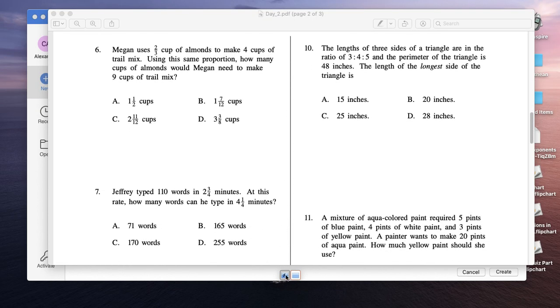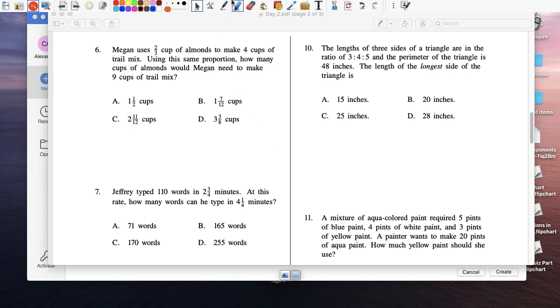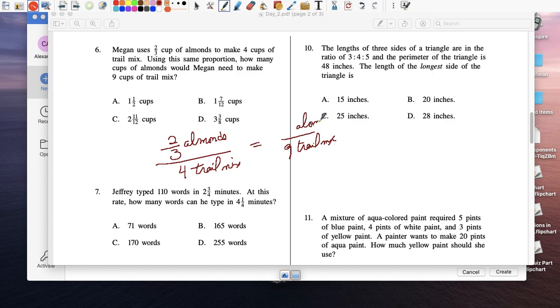Says Megan mixes 2 2/3 cups of almonds to make 4 cups of trail mix. Using this proportion, how many cups of almonds would Megan need to make 9 cups of trail mix? All right, so let me write 2 2/3 cups of almonds, and you can make 4 cups of trail mix. If you want to make 9 cups of trail mix, how many cups of almonds do you need?